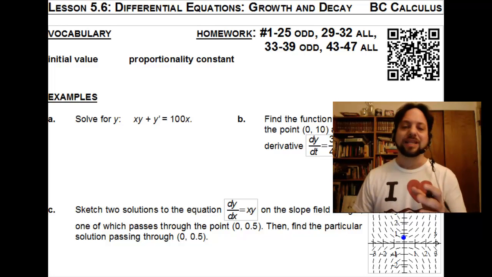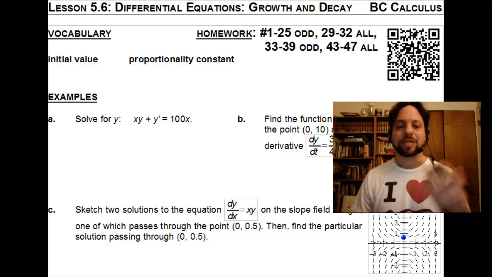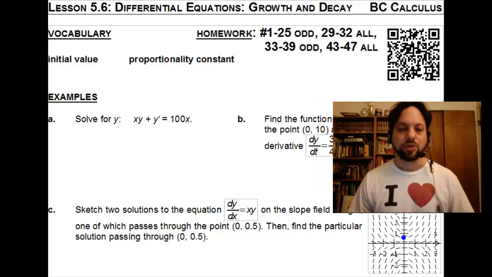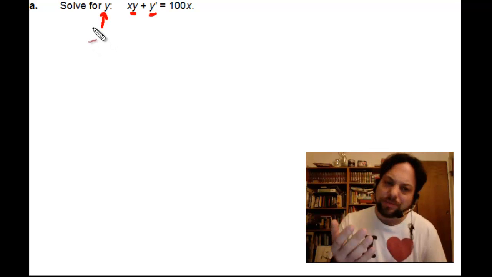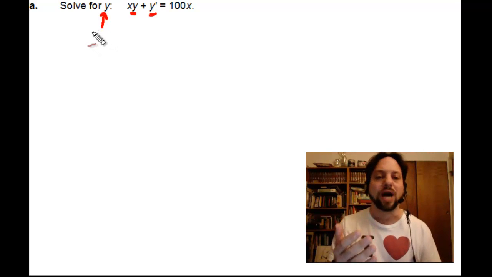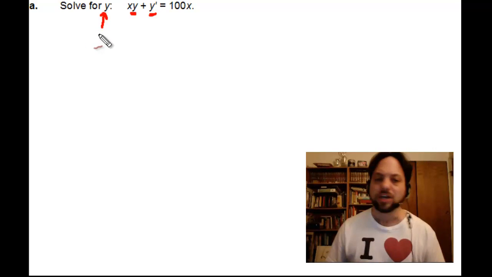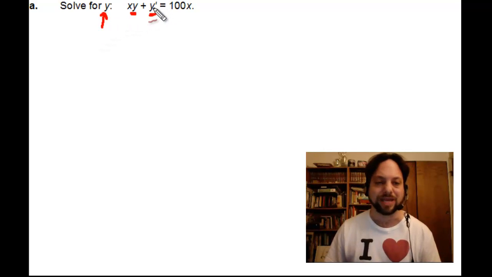But before we get to anything too major, let's go ahead and begin with a simple differential equation here in example A. So here we go, right off the bat in example A, we're dealing with a differential equation that involves both y and y prime. Now we're asked to solve for y, and that means we need to get y in terms of x only. So it does no good to have this y prime hanging around. We'll need to handle that situation.